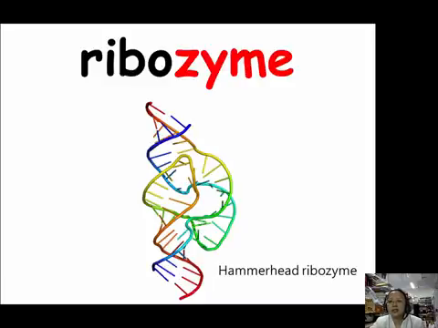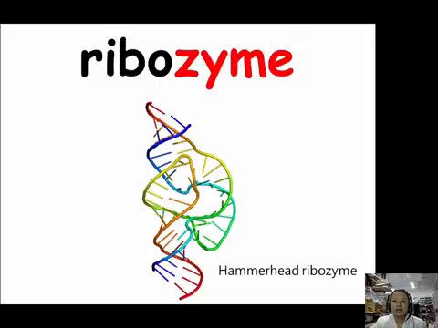For the suffix zyme, Z-Y-M-E, our example is ribozyme. Ribozyme, as shown in this picture, is a hammerhead ribozyme, which is an RNA molecule with catalytic activity. There are several classes of different ribozymes, and the reaction they catalyze may be intramolecular, like self-splicing. Intron self-splicing involves some ribozyme activity, or it may be intermolecular, like maturation of tRNA molecules. It requires an enzyme to do it, and that enzyme is a ribozyme.